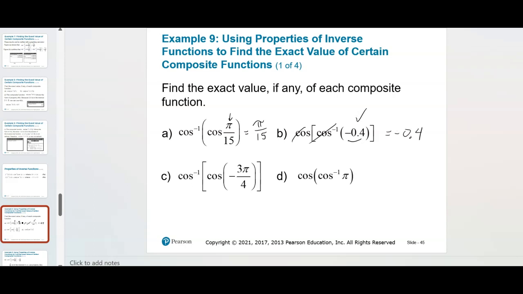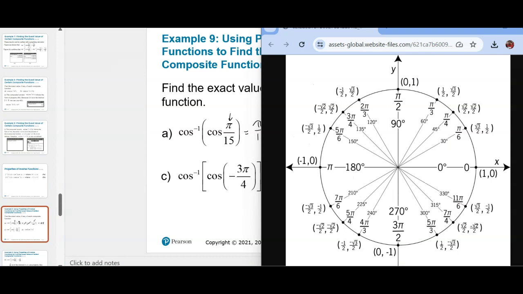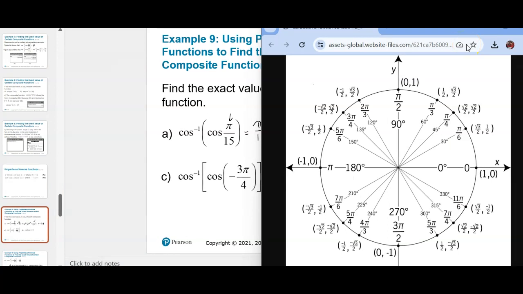All right, cosine of negative 3 pi over 4. That is a negative number. Inverse cosine cannot output a negative. It can only output 0 to pi. So one of the things you can do on your unit circle is find where negative 3 pi over 4 would be. So there's 1 pi over 4, 2 pi over 4, there's negative 3 pi over 4. So that would put me down in quadrant 3.